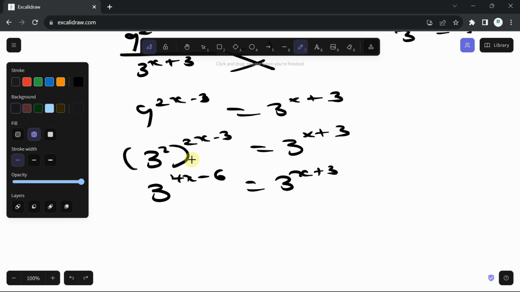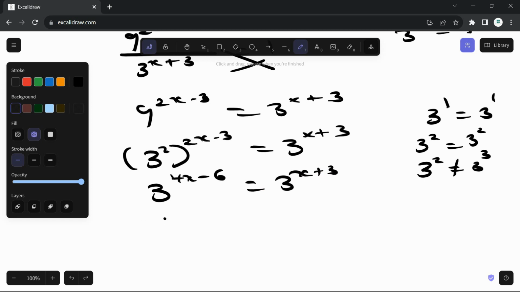Now, when things like this happen, they have the same base and they are equating each other. That means that for them to be equal, look at something. If I say 3 is equal to 3, that's because 3 to the power 1, both of them have the same powers. If I say 3 squared is equal to 3 squared, I can say 2 is equal to 2 because both of them will have the same powers. They must have the same powers for them to be equal. I can't say 3 squared is equal to 3 raised to the power of 3. That is not possible. So you can see they have different powers. So for these two to actually be equal, they must have the same power.